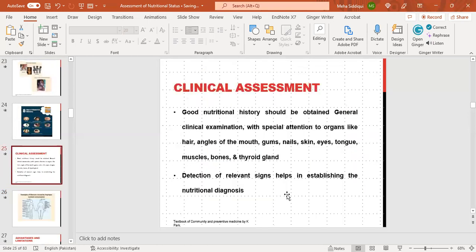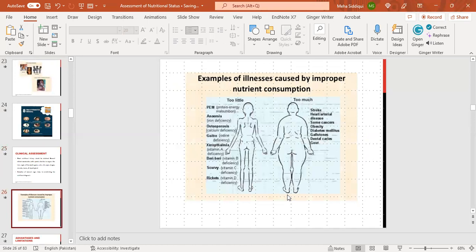So, clinical assessment. In clinical assessment, a good nutritional history should be obtained. General clinical examination with special attention to organs like hair, angles of mouth, gums, nails, skin, eyes, tongue, muscle, bones, and thyroid gland. Detection of relevant signs helps in establishing the nutritional diagnosis. So these are examples of illness caused by improper nutrient consumption, as too little can lead to protein energy malnutrition, anemia, osteoporosis, xerophthalmia, beriberi, scurvy, rickets, and too much can lead to stroke, cancers, obesity, diabetes mellitus.